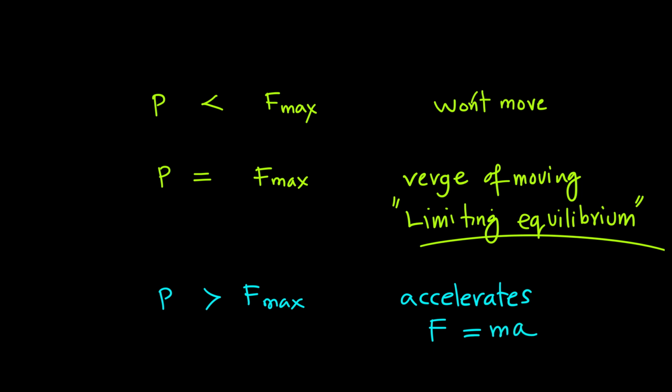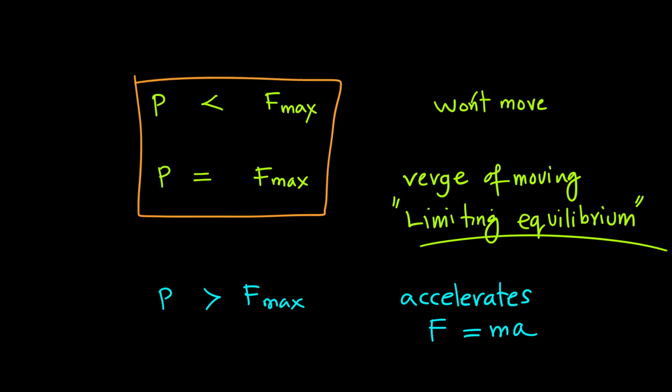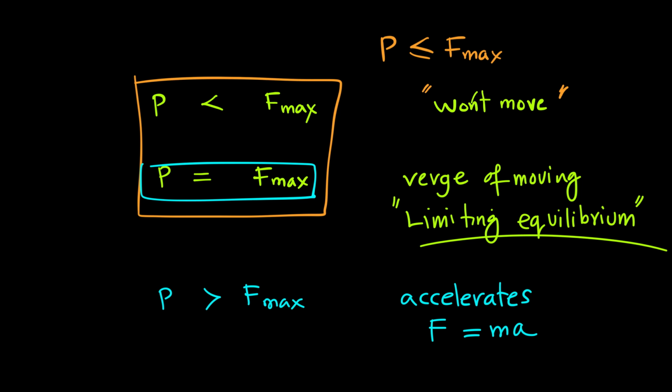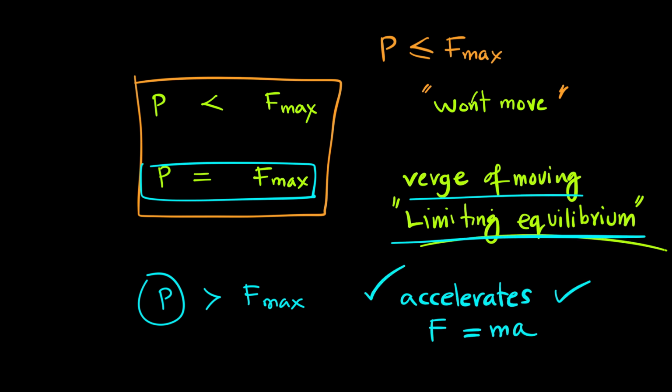So if I join these two conditions, I can write that if the applied force is lesser than or equal to Fmax, the particle won't move. If the applied force is equal to Fmax, that is known as limiting equilibrium, and the particle will only accelerate if the applied force is greater than Fmax.